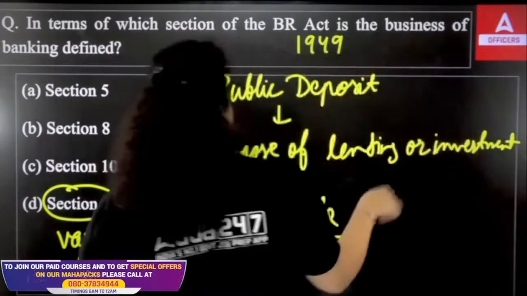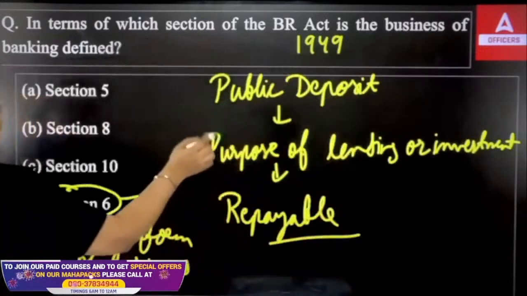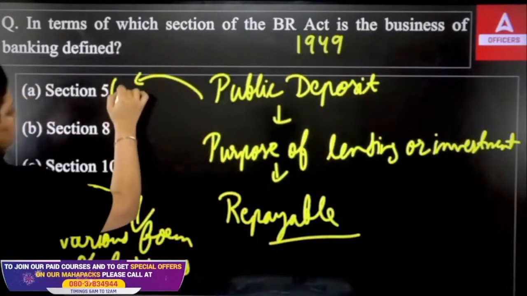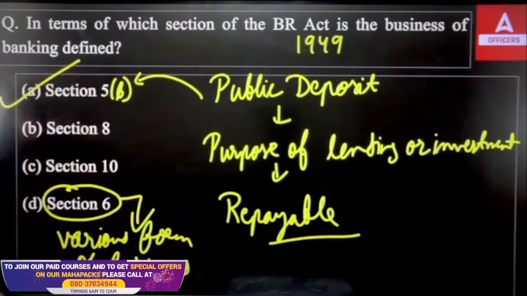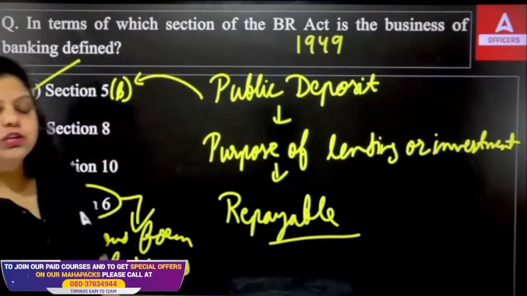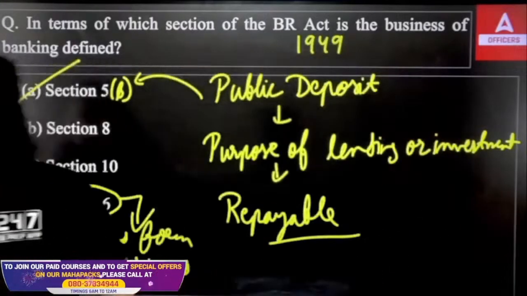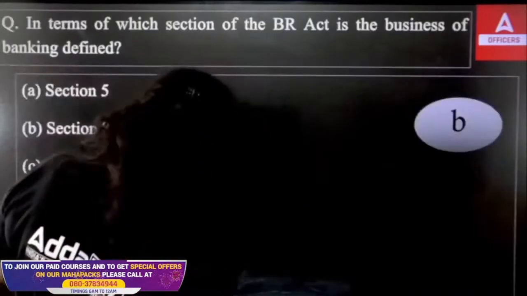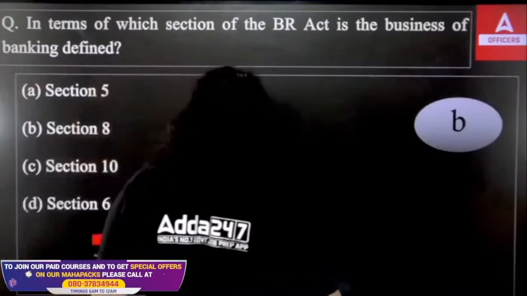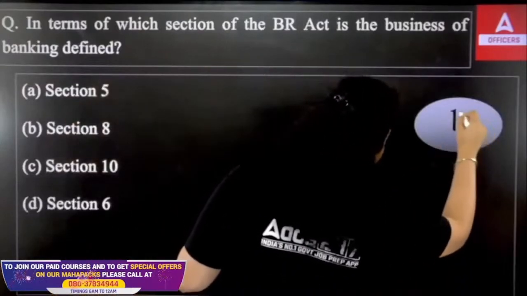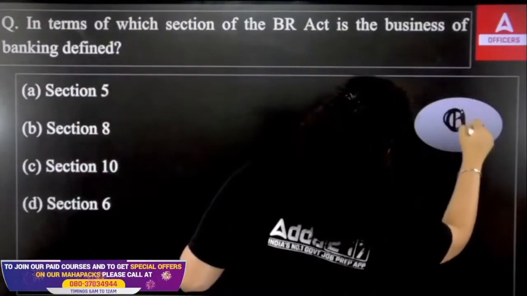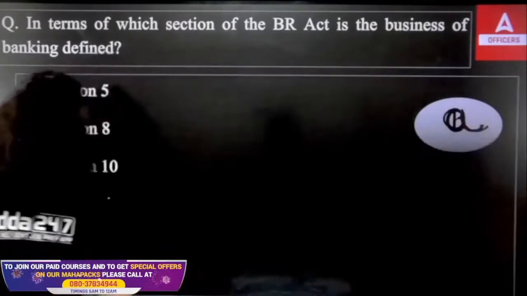Now this definition of business of banking is defined under section 5B of the Banking Regulation Act 1949. So the right answer will be option A. Section 5B talks about the business of banking. Clear? It is written B here, but it's not B. The right answer is actually A, not B. In section 5B it is defined. Next.